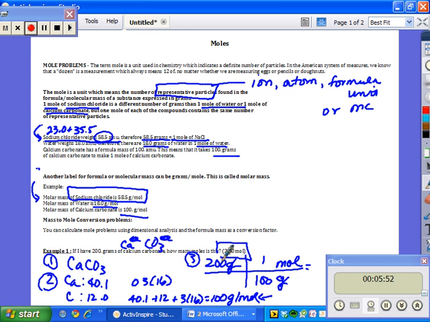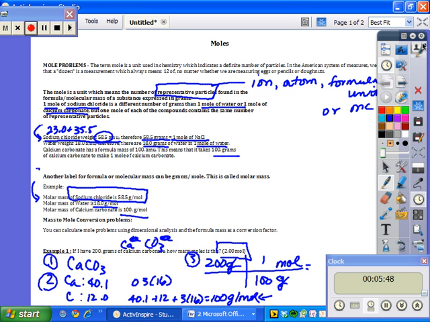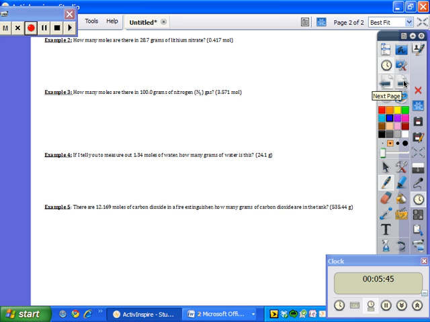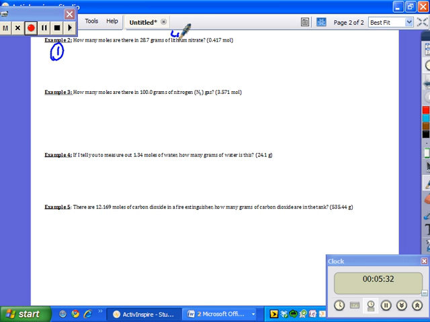Okay, if you think you get this, try to stop the video and do the next 3 or 4 problems. Okay, so let's go for example 2. If I have 28.7 grams of lithium nitrate, how many moles? Step 1, write a formula. Lithium is plus 1, Li plus 1. Nitrate is NO3 negative 1. Therefore, the symbol is LiNO3.